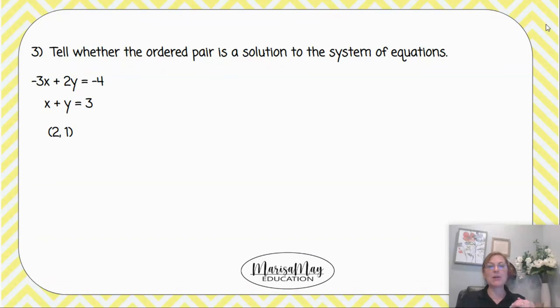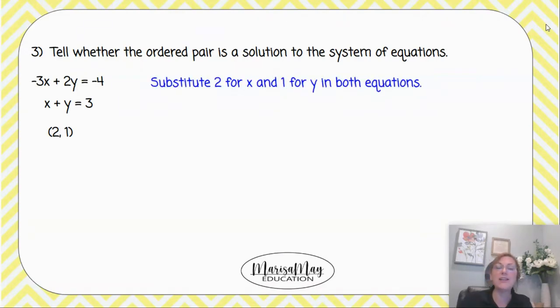So you see my 2 equations, -3x plus 2y equals -4 and x plus y equals 3. I'm wondering if the point (2, 1) is a solution. The way to tell is we substitute in the 2 for x and the 1 for y, but we've got to do it in both equations. We've got to make sure that it is true in both equations. Let me show you what I mean.